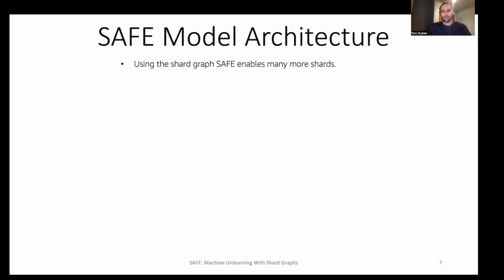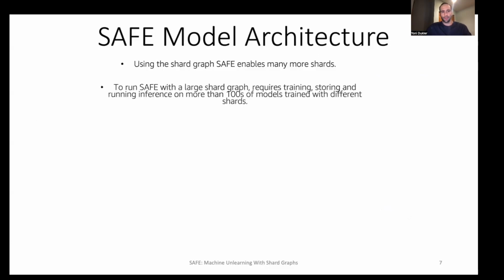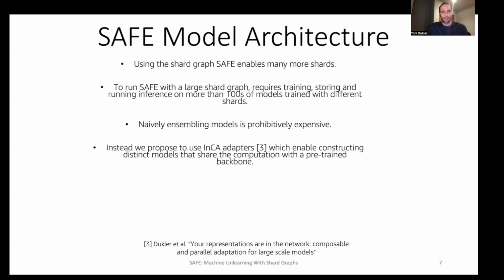As we said, training with SAFE enables us to train with a much larger number of shards. But training with a large number of shards requires that we train, store, and run inference on, in some cases, hundreds of models, which are trained on the different shards. If we do this naively and assemble the models, this will be prohibitively expensive. So we'll have to run inference on hundreds of models for each prediction. Instead, we propose to use Inca adapters, which were introduced in Ducler et al., which enable us to construct distinct models that share the computation of the pre-trained backbone.